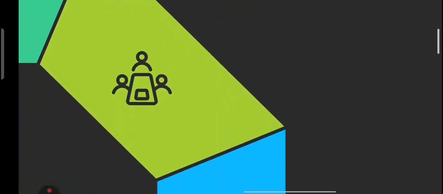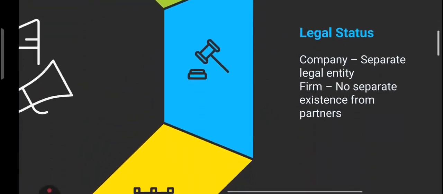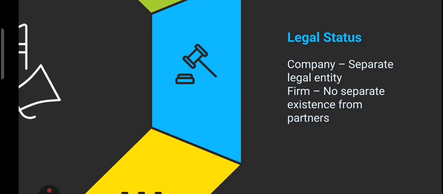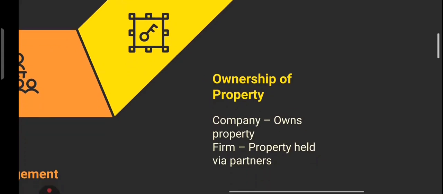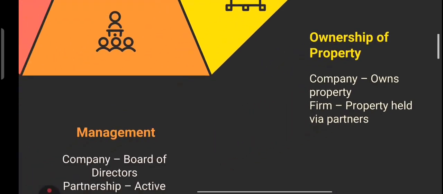Now legal status, have a look at the legal status here. A company is a separate legal person, it exists independently, but a partnership has no separate legal entity. So a partnership doesn't have any legal entity, right? So this is a very important thing. Then we have ownership of property. In a company, property is owned by the company itself, but in the case of a partnership, property is owned jointly by the partners.